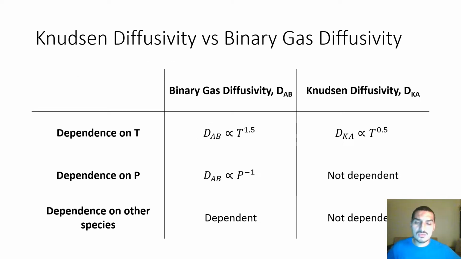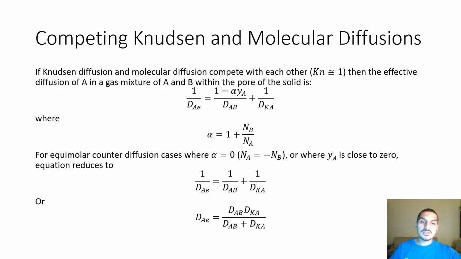And this is one thing that we can see from this comparison: for the binary gas diffusivity, or the pure molecular diffusivity, the diffusion coefficient was directly proportional to temperature to the power 1.5. Here it's only directly proportional to temperature to the power 0.5. It was inversely proportional to P there, but here it's not dependent on P. It's not dependent on the other species, while it is in the case of binary gas diffusivity. So back to the Knudsen diffusion versus the molecular diffusion.